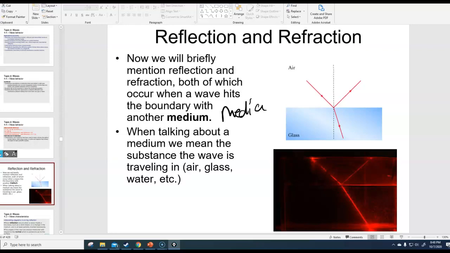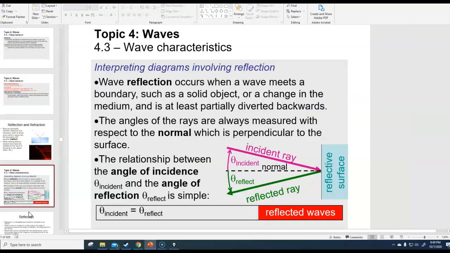Okay, so reflection is a pretty straightforward wave behavior. And basically, you can see the definition of reflection here, but wave reflection occurs when a wave meets a boundary, such as a solid object, or it hits the interface between two media, and is at least partially diverted backwards.